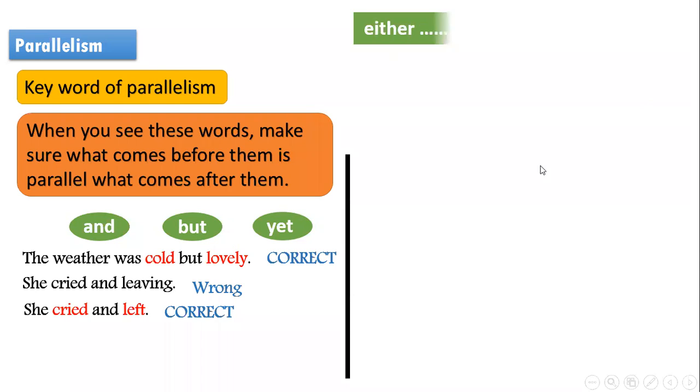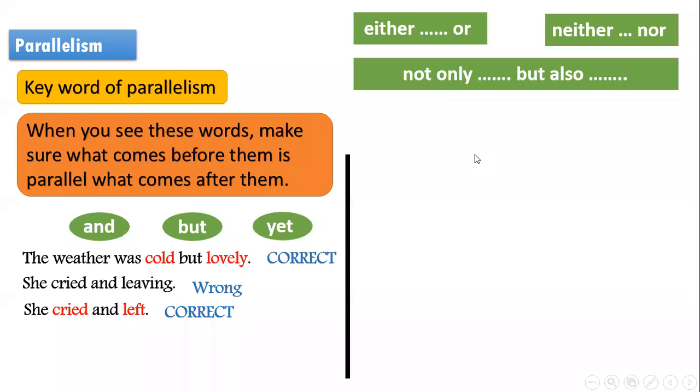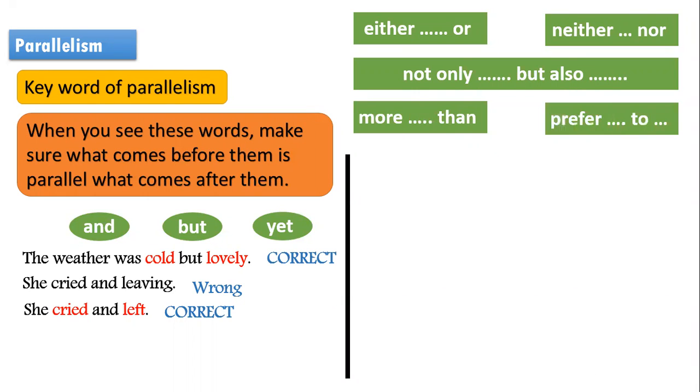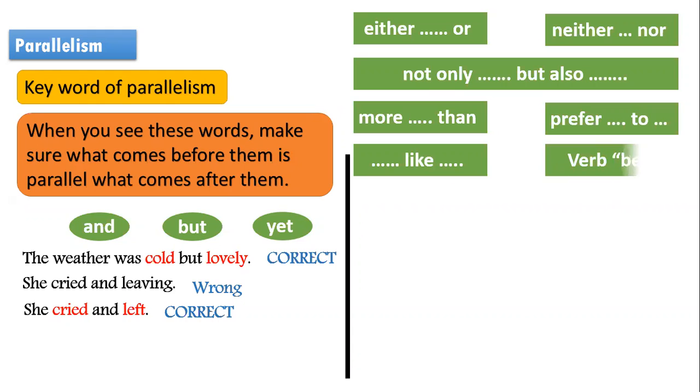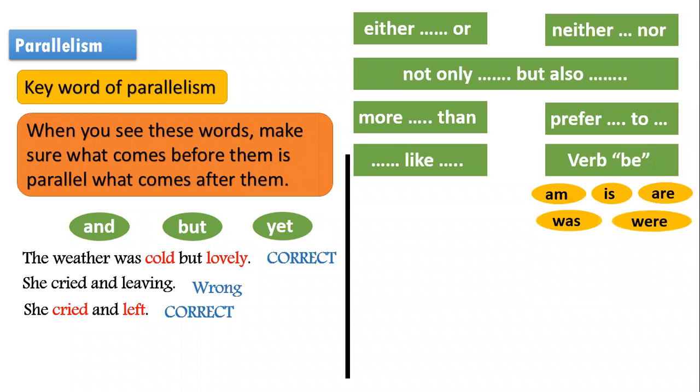Look on top of the page here. Either...or, neither...nor, not only...but also, more than, prefer something to something. What comes before should be the same as what comes after. Then there is the verb to be, which is am, is, are, was, were.